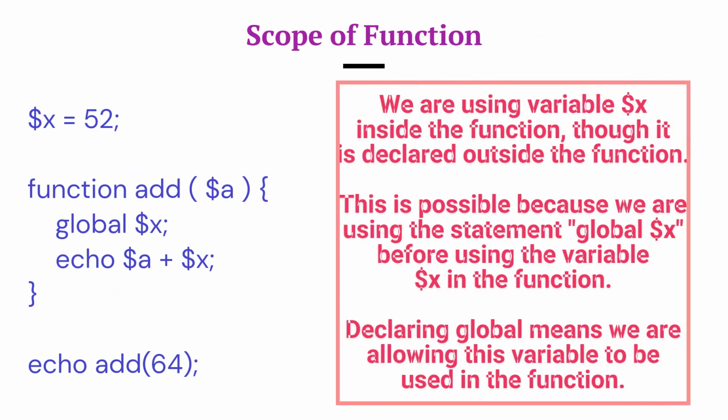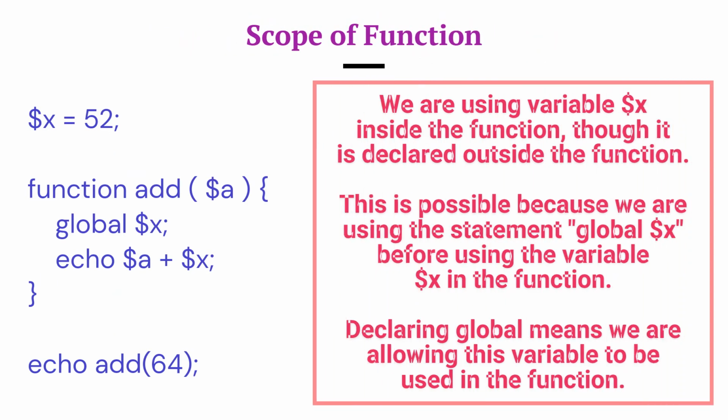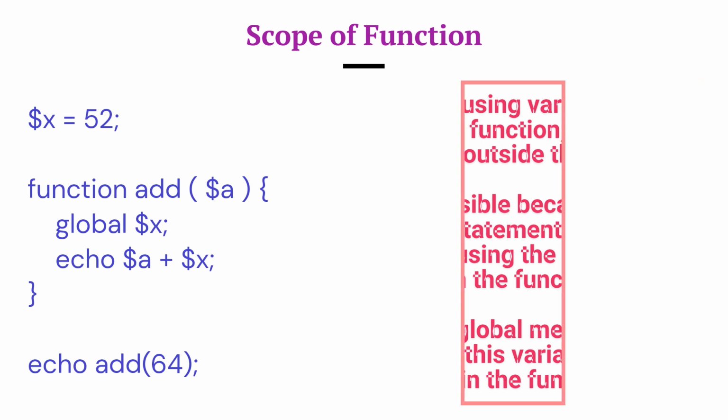The scope of function is another important aspect of functions in PHP. Let's write an example and then explain. Generally, we cannot use variables and resources in the function which are outside the function. In this example, we are using variable $x inside the function, though it is declared outside the function. This is possible because we are using the statement global $x before using the variable $x in the function. Declaring global means we are allowing this variable to be used in the function.